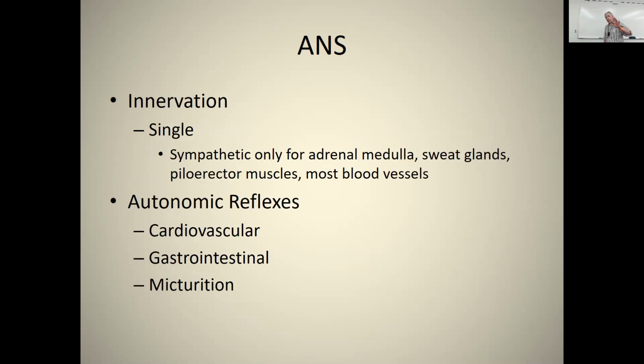Some things have only single innervation, and it's really sympathetic. Adrenal medulla, sweat glands, piloerector muscles, and most blood vessels: single innervation. That's it, just the sympathetic nervous system. So how can you have two opposite effects, a constriction and dilation, say, of a blood vessel, if it's only innervated by one of the two branches?